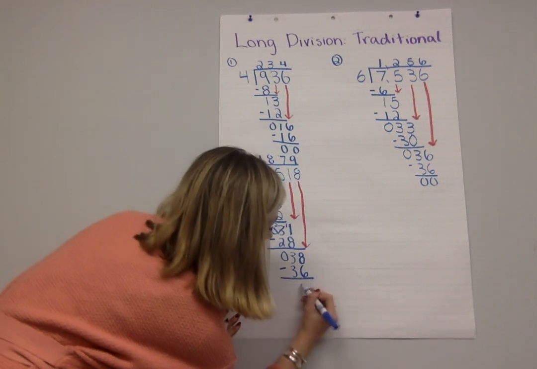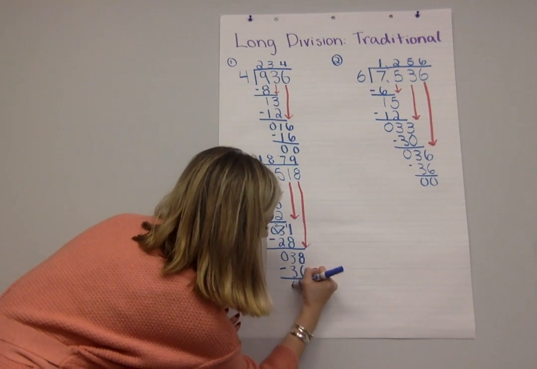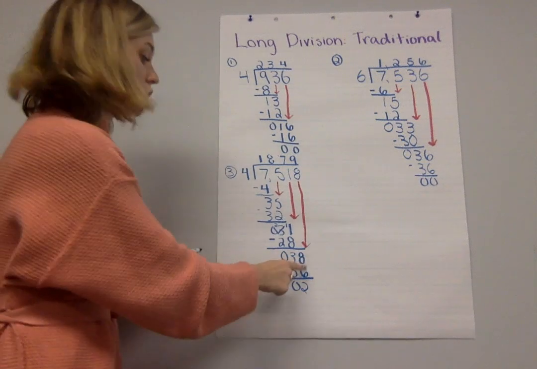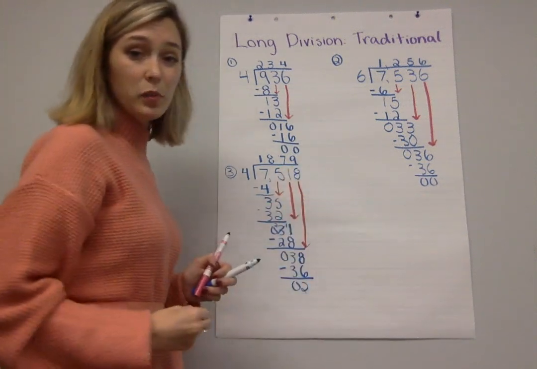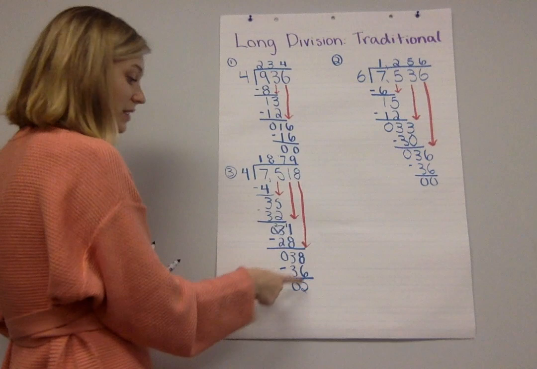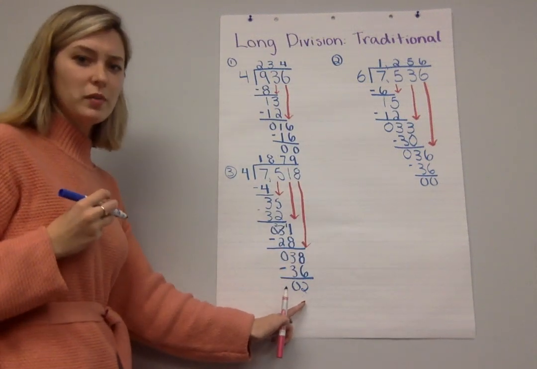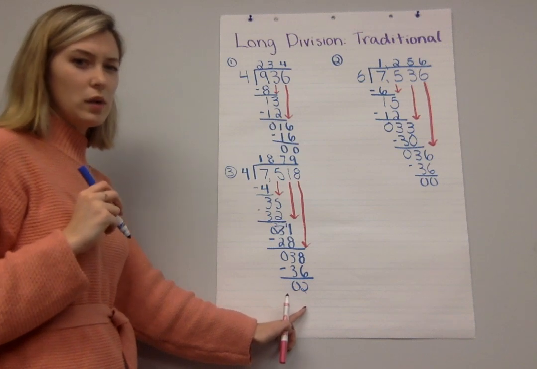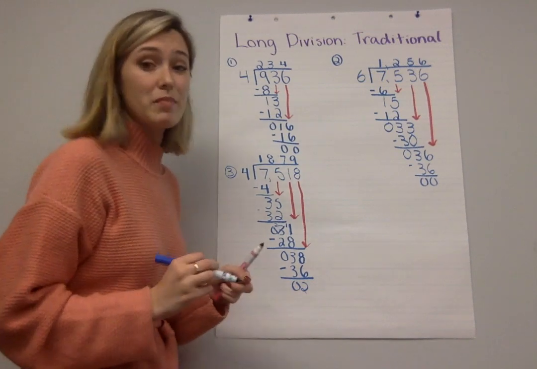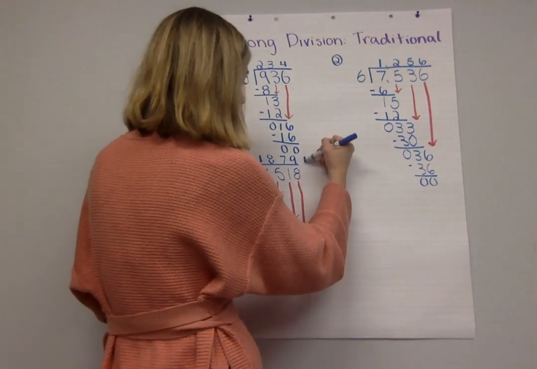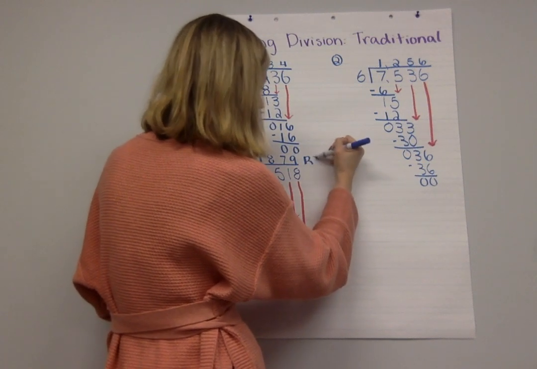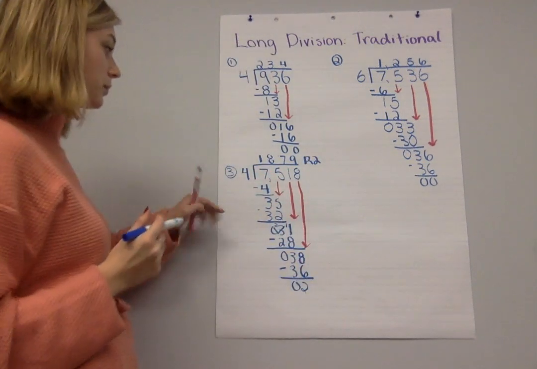8 minus 6 is 2. 3 minus 3 is 0. So we have 2 left over. Nothing else to bring down. 4 is bigger than 2. So that means, does anyone know what this 2 represents? Anyone know what it means? It's our remainder. So we have a remainder of 2.